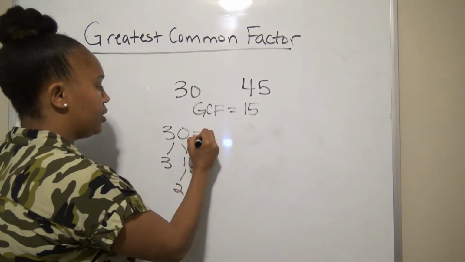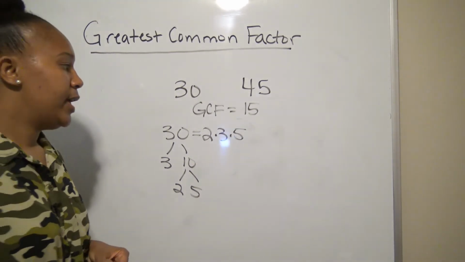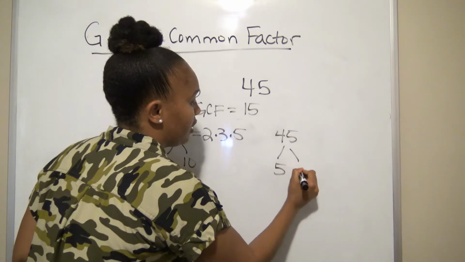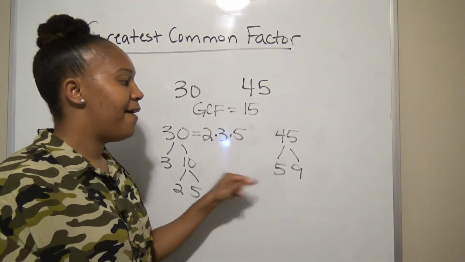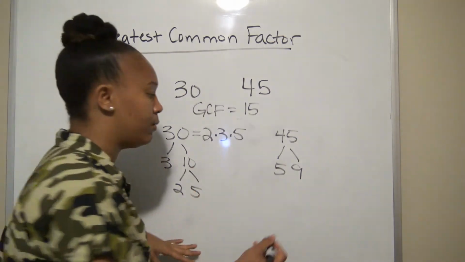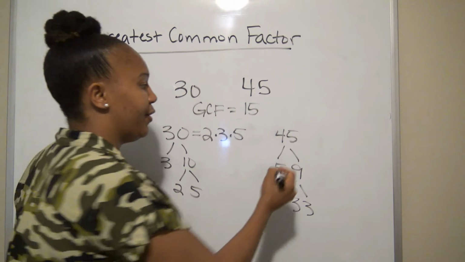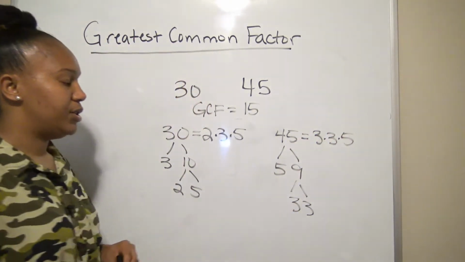So 30 is equal to, and I'm going to write them in order, 2 times 3 times 5. And then 45, if you break that down, that's 5 times 9. You can start with any factors you know of 45. Well, 5 times 9 is 45. 5 is prime, so I will leave that alone. And then 9 is 3 times 3, and 3 is prime. So your prime factorization for 45 will be 3 times 3 times 5.